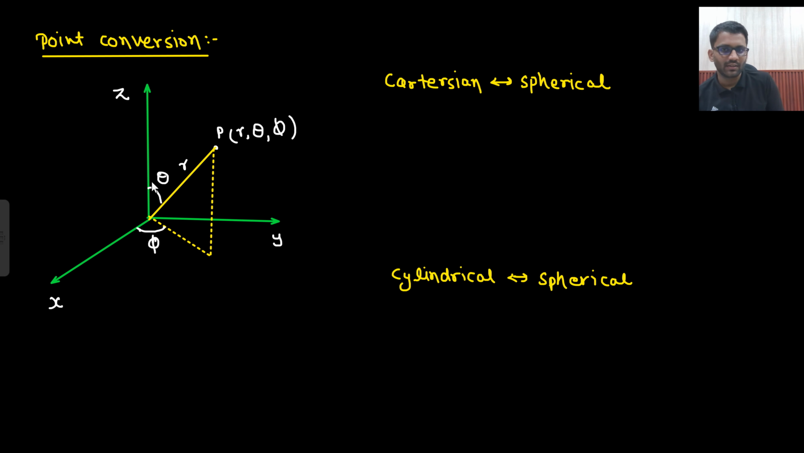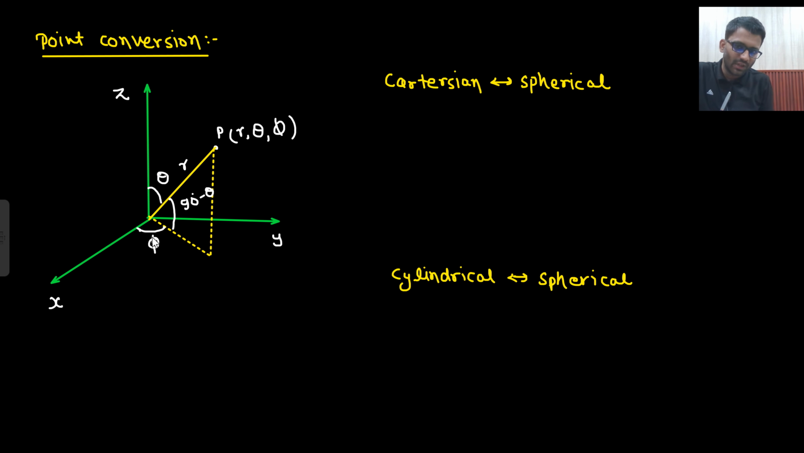This is your r. This angle is theta. What will this angle be? 90 minus theta. How do you know it? This is my xy plane, this is my z. This is r. It is making angle theta with the z axis, so it will make 90 minus theta with the xy plane. And this line is in the xy plane only.